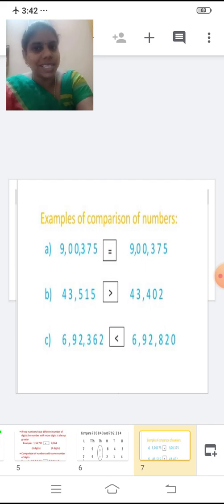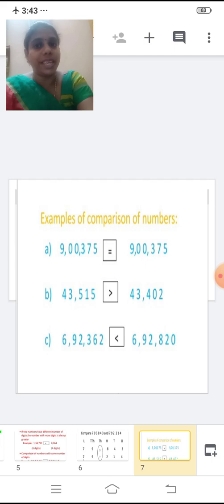Third example, 6,92,362 and 6,92,820. So we have to compare from the leftmost part. See the lakhs place now. In both the numbers we have 6 in the lakhs place. Now compare the 10,000 place. In the 10,000 place also we have 9 in both the numbers, right? So now see the thousands place. In the thousands place also we have the same number, 2.